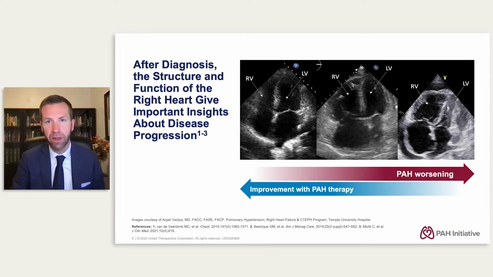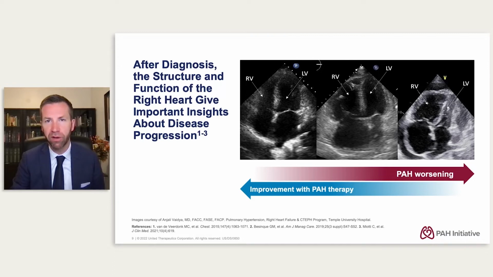After diagnosis, you have someone in your clinic and you know that they have pulmonary arterial hypertension. Well, now, the right ventricle is going to give you important insights into the disease progression. How your right ventricle progresses and how your right ventricle responds ultimately determines how your disease will progress and how your disease will respond. And here you have, from left to right, a normal sized right ventricle with a normal sized left ventricle.